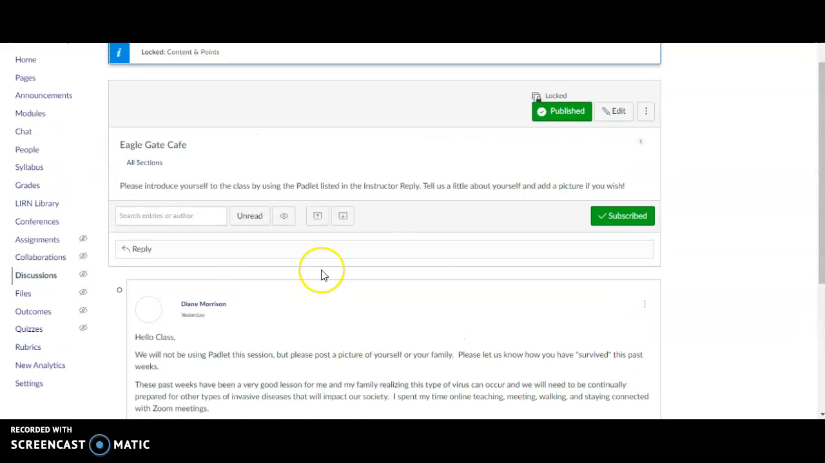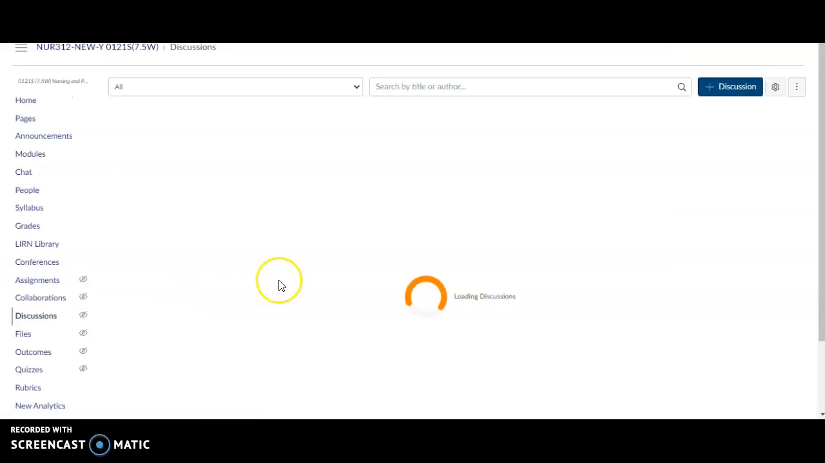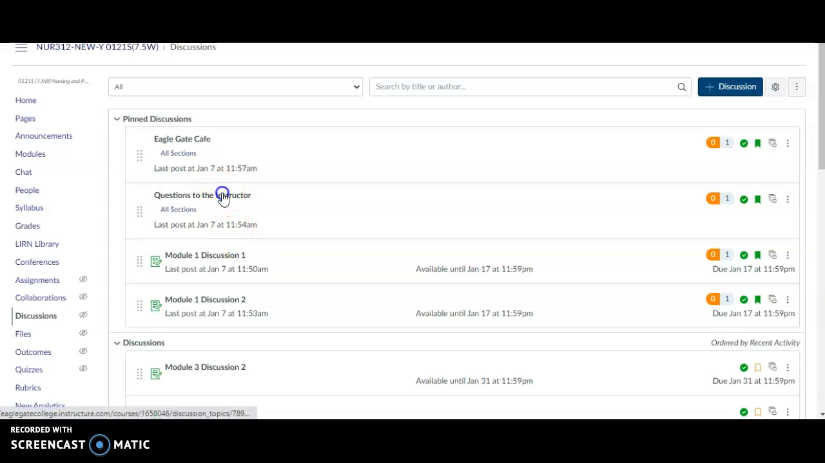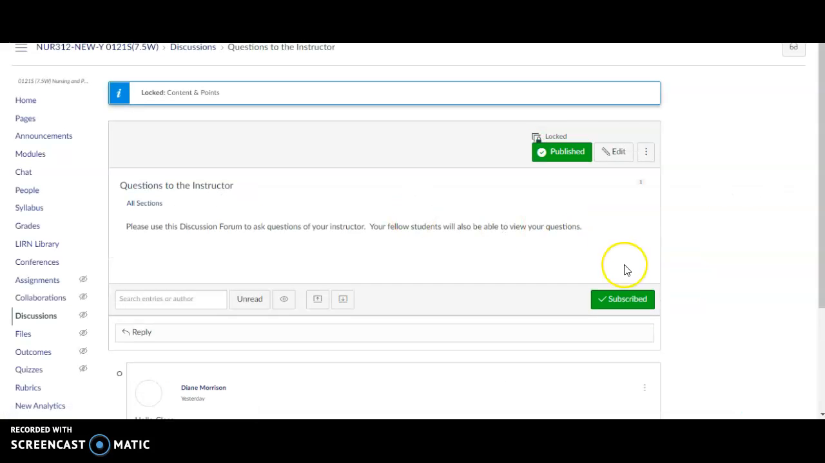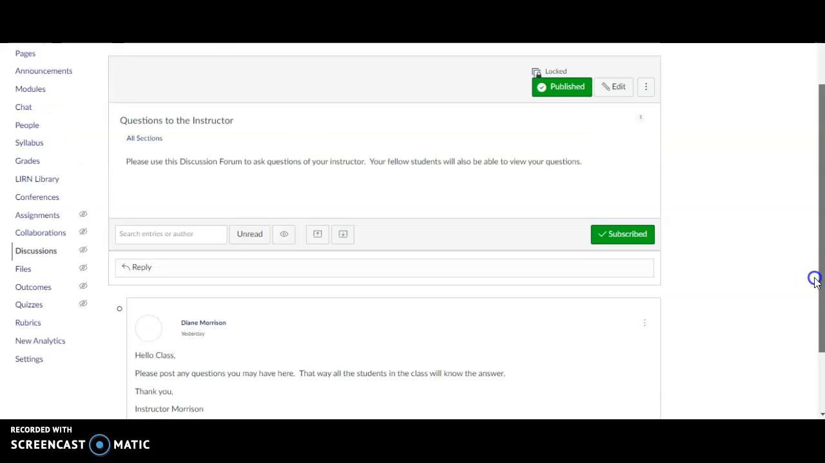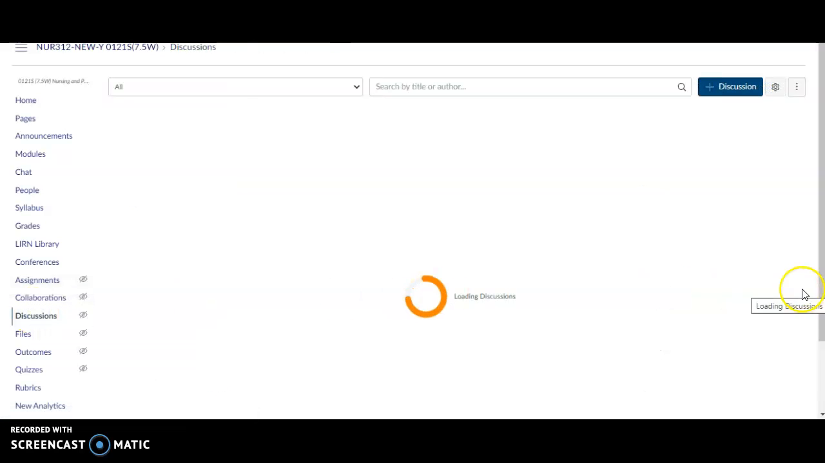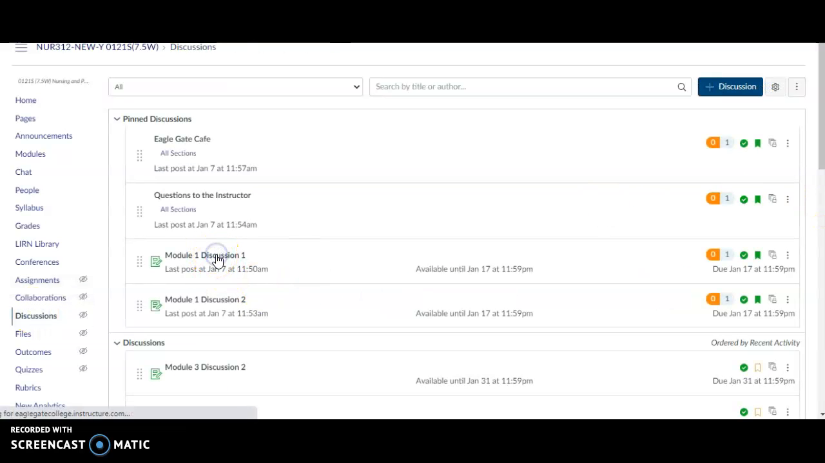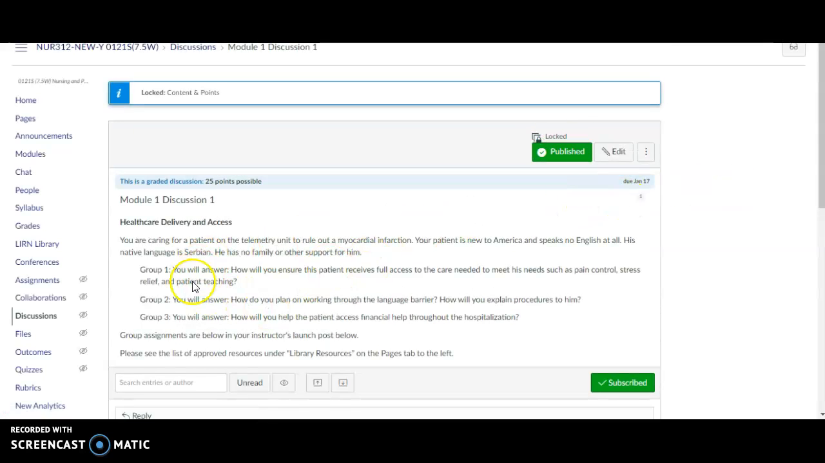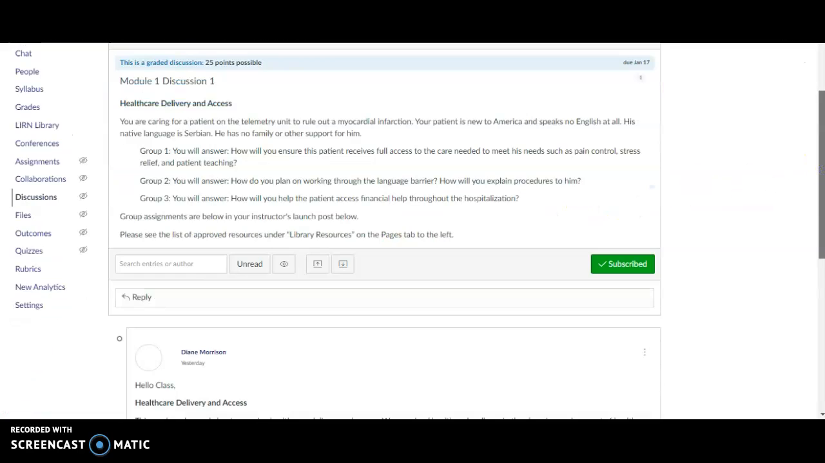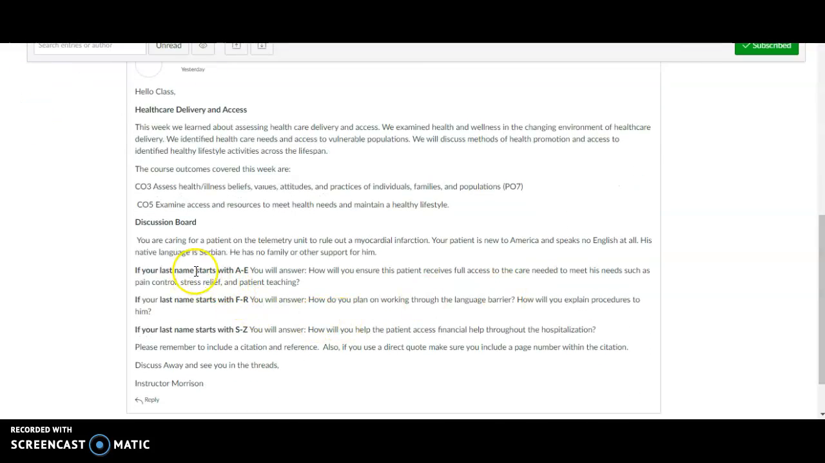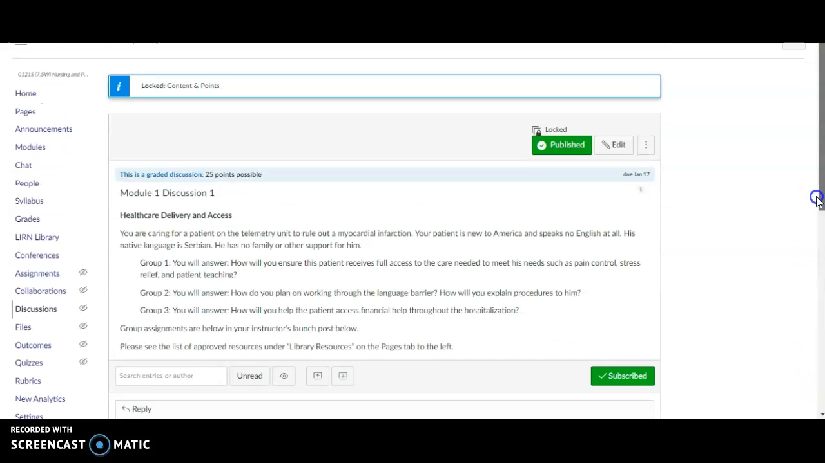And then remember, in the discussions, if you have any questions, please ask your questions here because that way your classmates will know the answer. So they might have had the same question. And then in your discussion, I will show you this week's discussion. It does have multiple discussion questions, so you will be assigned to a group. This has not been updated, but it would look like this. Your last name starts with a letter, so please be aware of that.